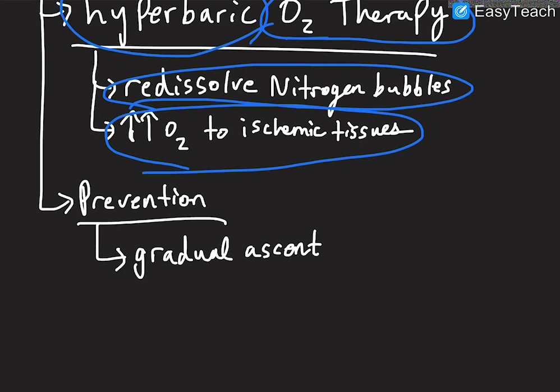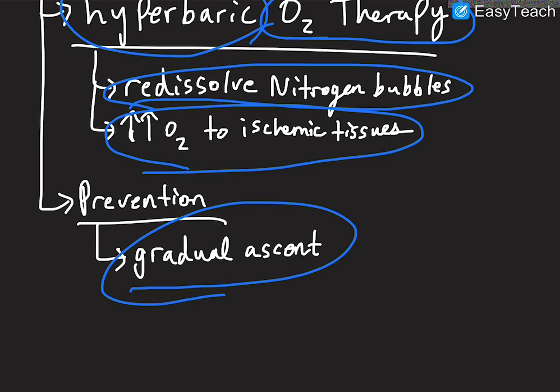And so then how would you prevent this so that it doesn't keep on happening? Instead of doing a rapid ascent, you do a gradual ascent. That allows nitrogen to safely off-gas. If you do a gradual ascent, the nitrogen won't come out of solution that quickly, so you have time to actually breathe the nitrogen off. Exhale the nitrogen. Because remember, if you surface too quickly, nitrogen comes out of solution faster than you can exhale it.